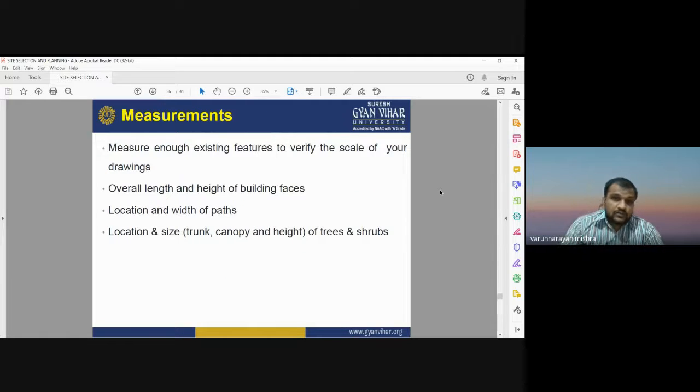Okay, also we need to have different measurements. Different measurements are required. It will help you to measure enough existing features to verify the scale of your drawing. The overall length and the height of the building faces can also be measured, along with the location and width of the path, and the location and size of the trunk, canopy, and height of the trees and shrubs. The measurements are also important during the selection of the site, and during the construction of any building or infrastructure in that urban area or in that city.